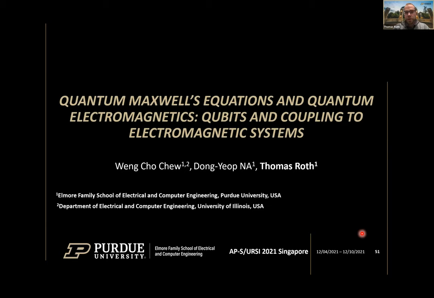What we're going to talk about now in this last part of the course is something that's very central to quantum computing, quantum communication, any type of quantum information processing, and that's the coupling of electromagnetic systems to quantum bits or qubits. So how do we control these little pieces of quantum information, essentially?